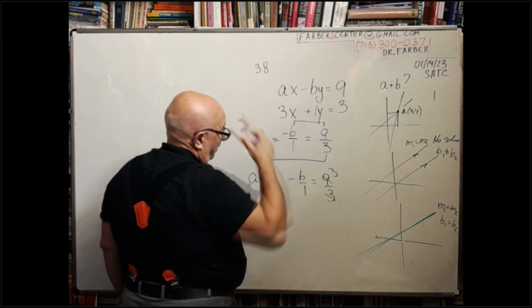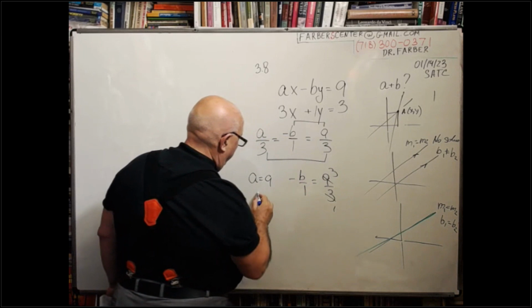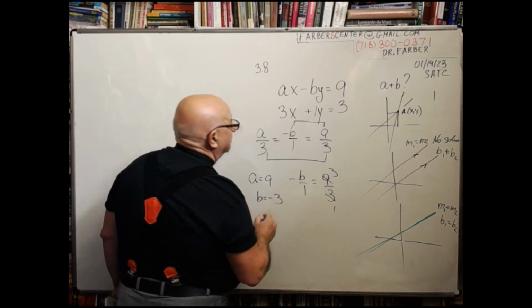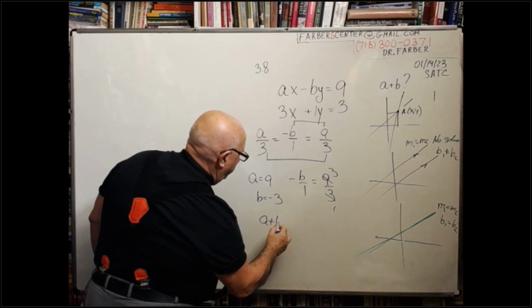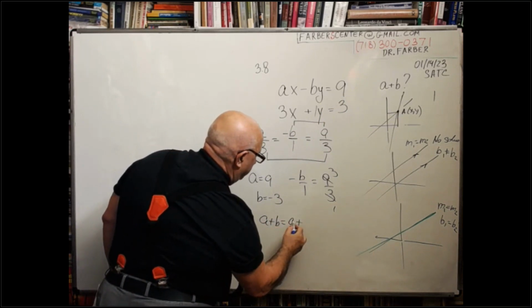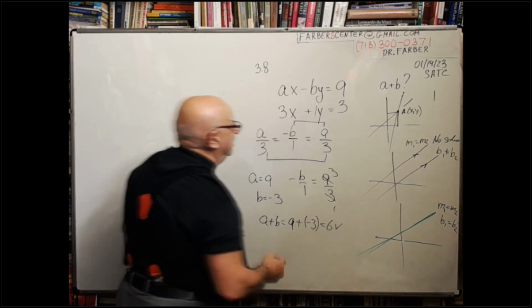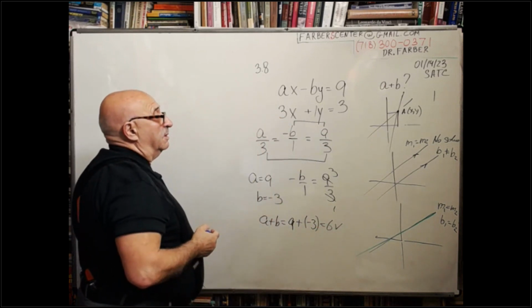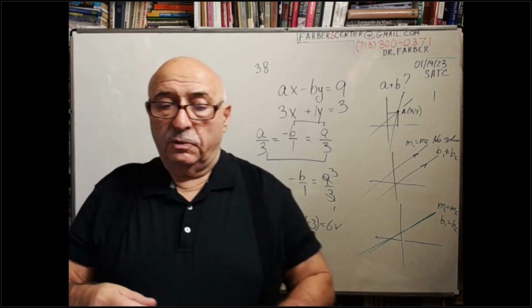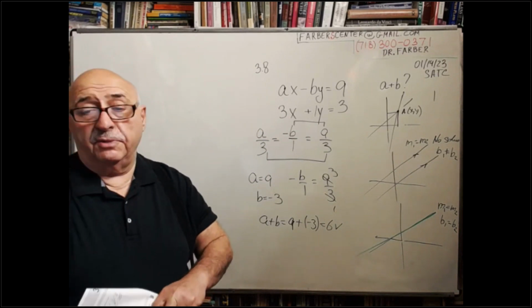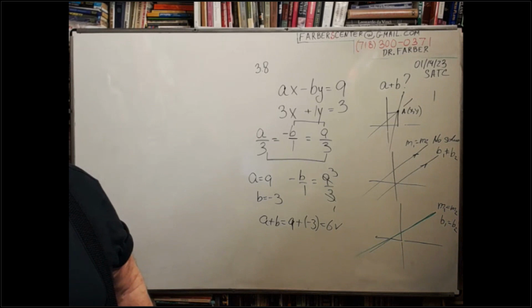Okay. Negative b equals 3, or b equals negative 3. Now, how to find a plus b? A plus b equals 9 plus negative 3, which is 6. This is the fastest way. I don't recommend unscrambling, it's wasting time. So again, since it's the same line, the coefficient of proportionality must be the same.